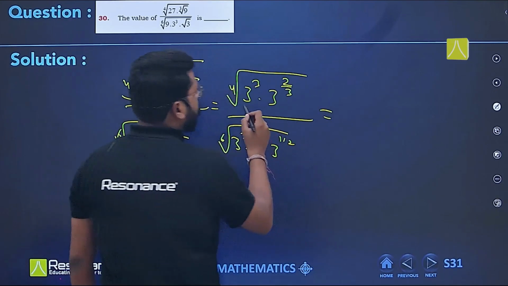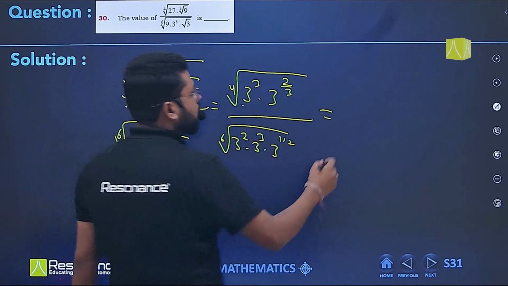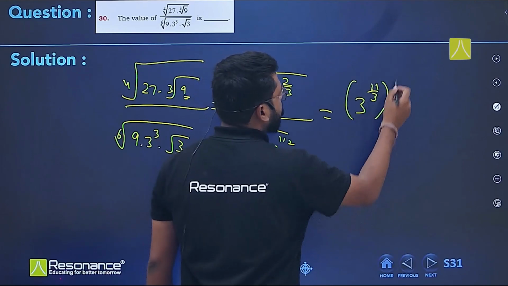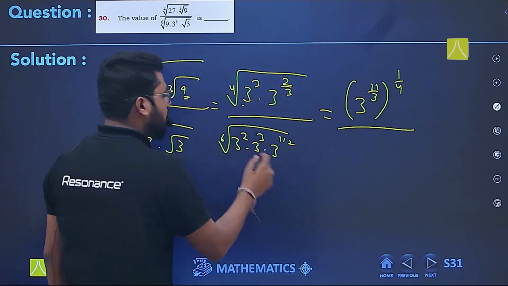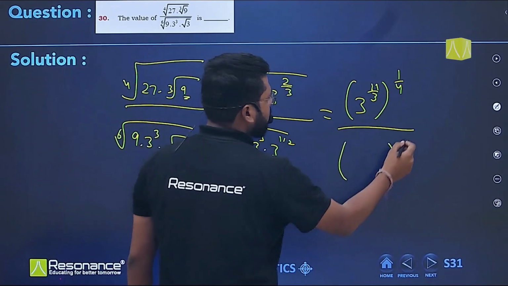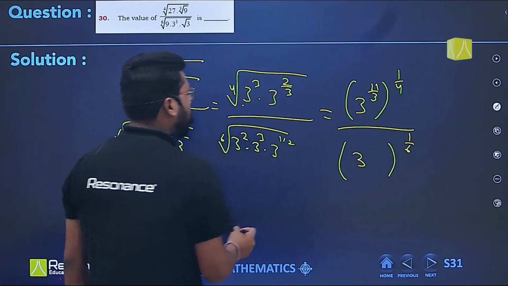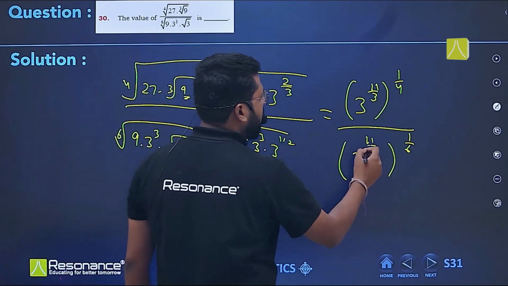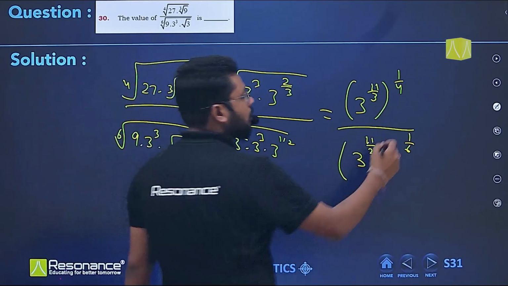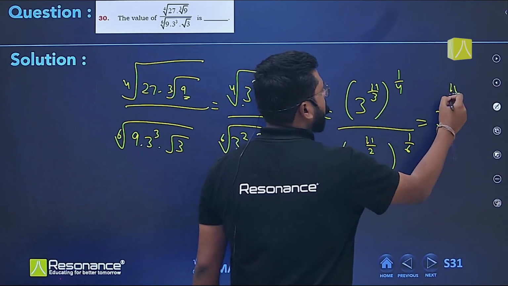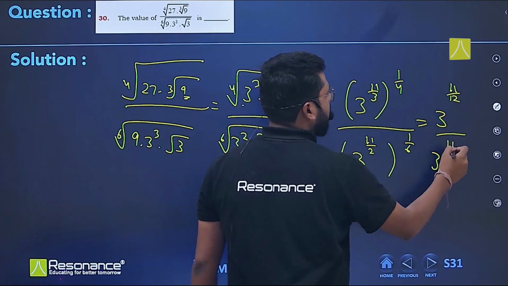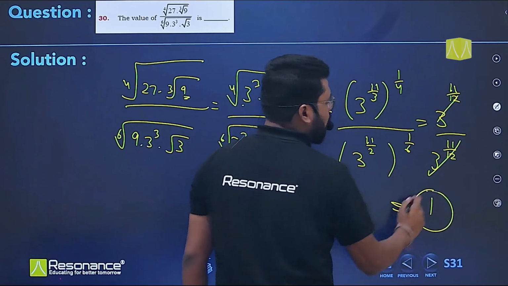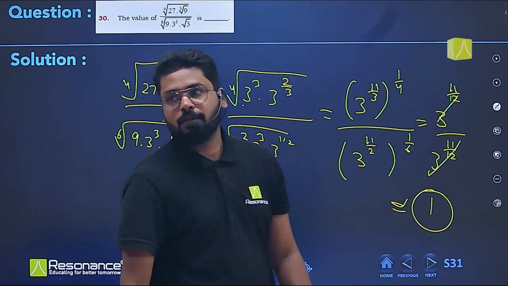Now if the bases are the same, then the powers must be added. So it's 3 raised to power 11 by 3, and the 4th power is written as 1 by 4. Same in the numerator, if you add the powers, 1 by 6 is there, it's 3 raised to power 3 plus 2 is 5. If I take the LCM, it will come as 11 by 2. So ultimately it will be 3 raised to power 11 by 12 divided by 3 raised to power 11 by 12. Now both the terms are the same, they will cancel each other, and your answer will be 1. So the final answer is 1.